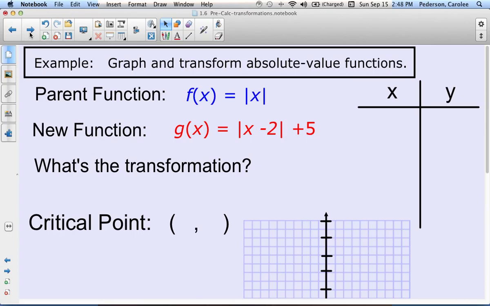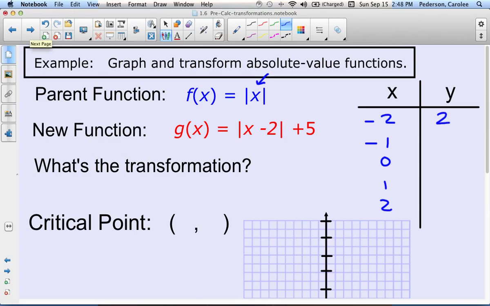So let's just take the parent function first in the blue and evaluate it for just a few numbers. Let's say -2, -1, 0, 1, 2. We're evaluating it for f of x, so we're substituting it in for x. So when we take the absolute value of -2, we get 2. Absolute value of -1, we get 1. Absolute value of 0 is 0. Absolute value of 1 is 1. Absolute value of 2 is 2. This ordered pair is what we call our critical point, 0, 0.